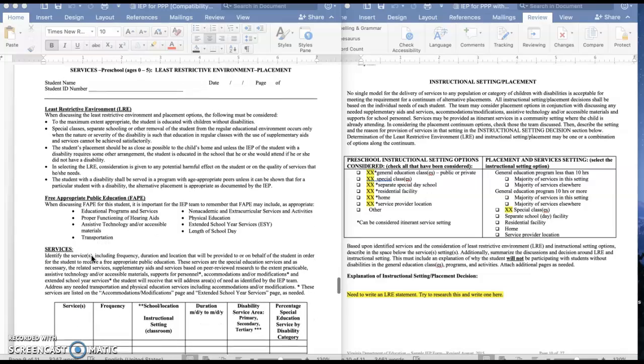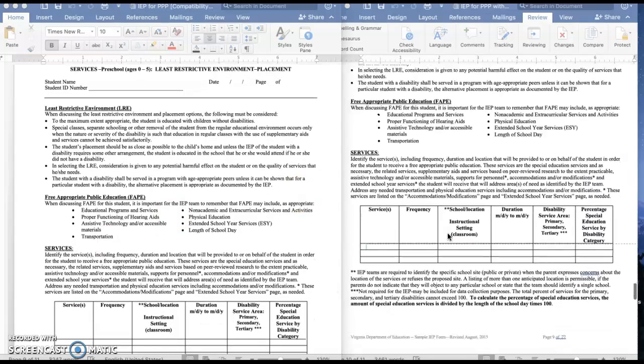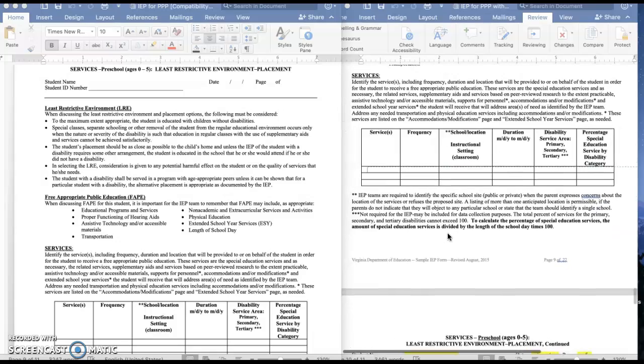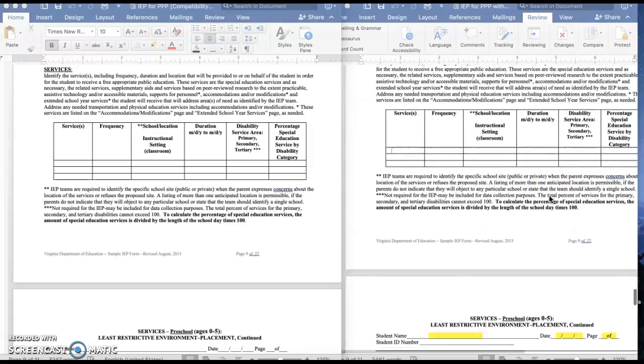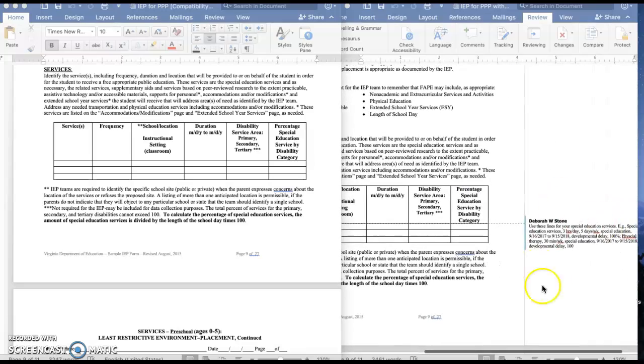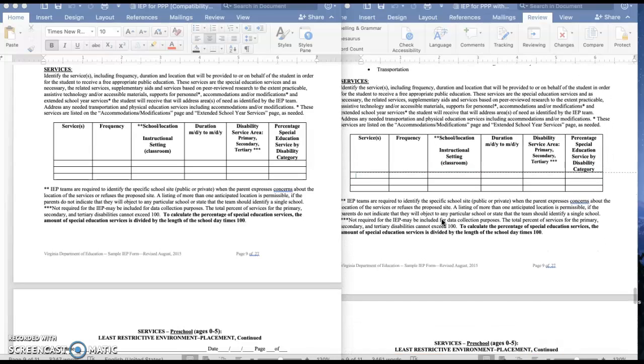So we're going to go back up to this section, and this is where you're going to write down what services your kiddo, your case study child, needs. And look over here, there's a note. If you scroll over, there's a note right here. So let's start with the easy parts and go to the harder parts.